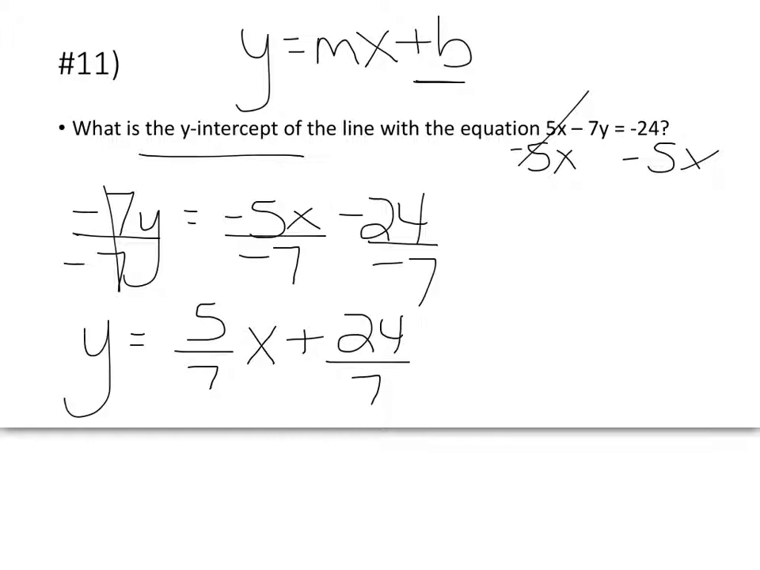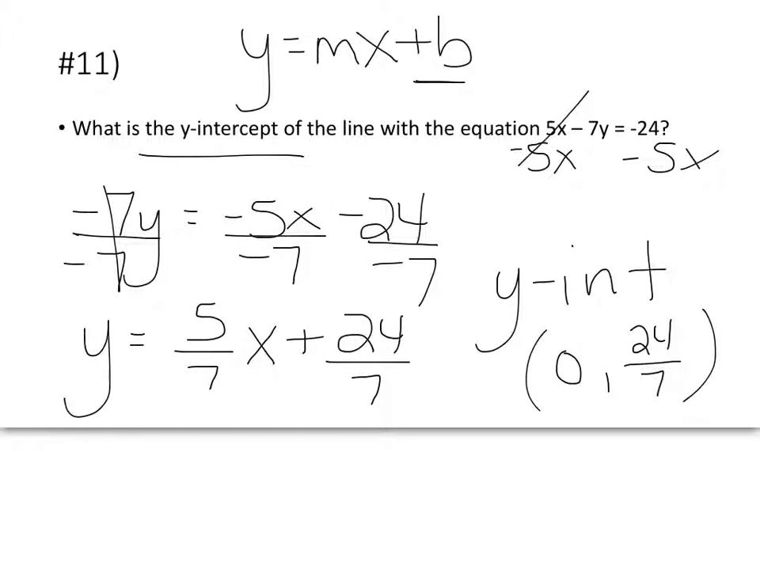And that can't be reduced, so your y-intercept would be the point 0, 24 over 7. And you also, in order to find the y-intercept, you can plug in 0 for x. So you also could have plugged in 0 for x here. So you would have had negative 7y equals negative 24, divided both sides, and you would have gotten the answer. Either way works.